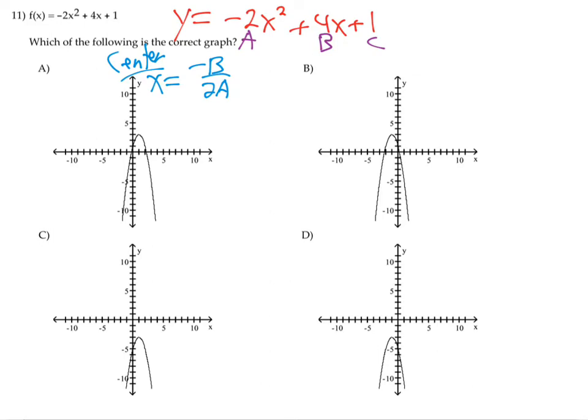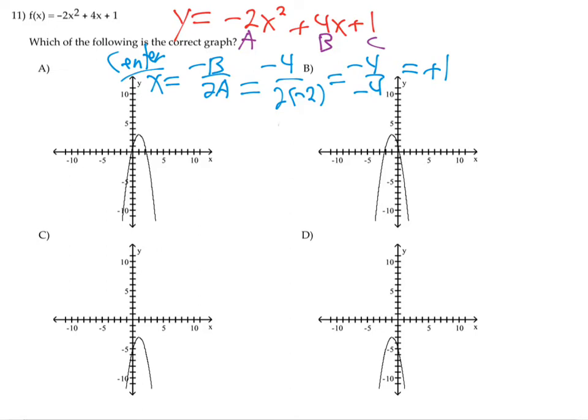You don't want to show up at the exam without that on your 3x5 card. -b over 2a. So this is -4 over 2 times a, -2. So it's -b over 2 times a. That's -4 over -4, positive 1. So x is positive 1. So that's the x value. Now we need to find the y value. How do you find the y value?